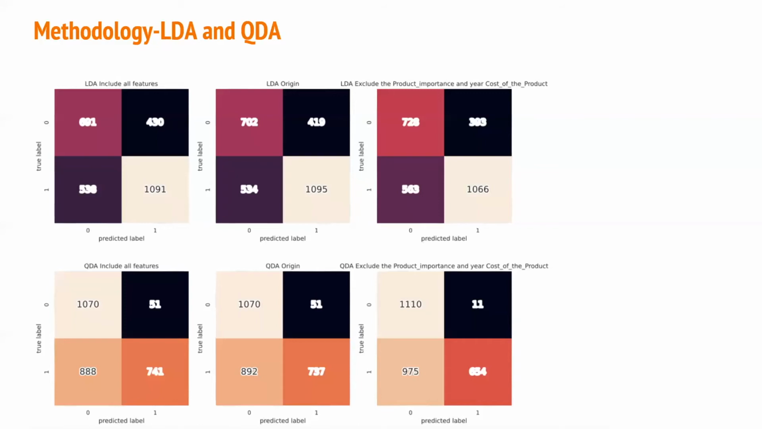When I use only the variables with strong correlations, and product importance and the cost of product are taken out, the accuracy of the model is at its lowest when predicting non-on-time delivery. On the whole, using QDA has higher accuracy than using LDA, and it is much better than LDA in predicting non-on-time shipments. But LDA is significantly better than QDA in predicting on-time shipments.